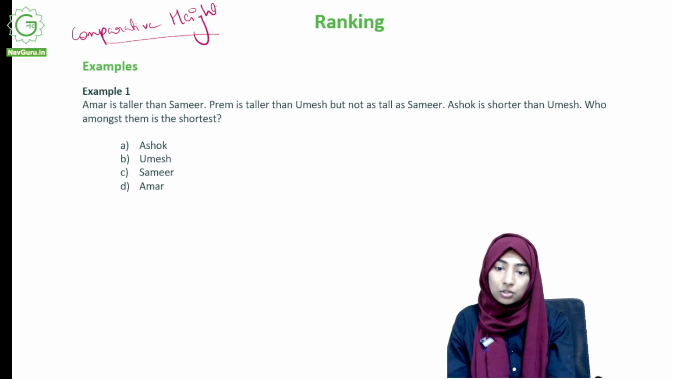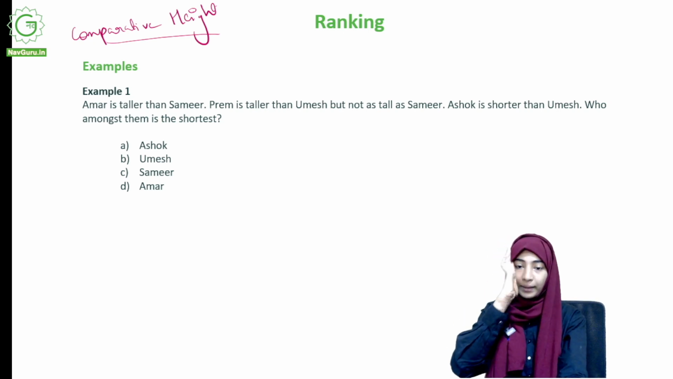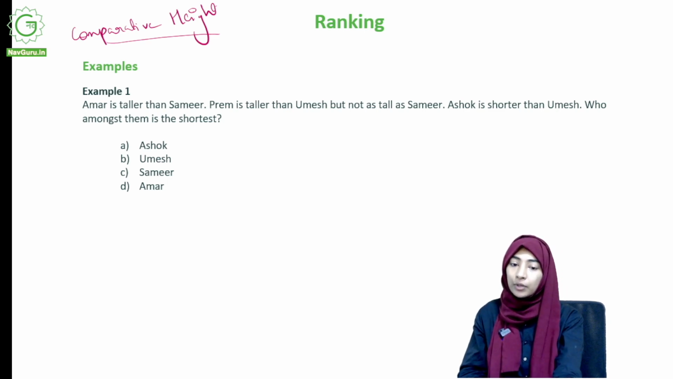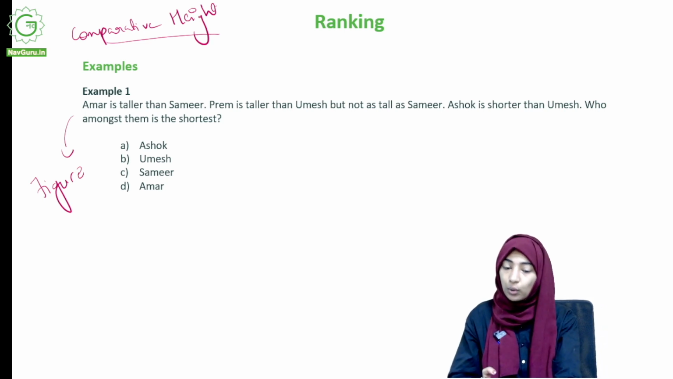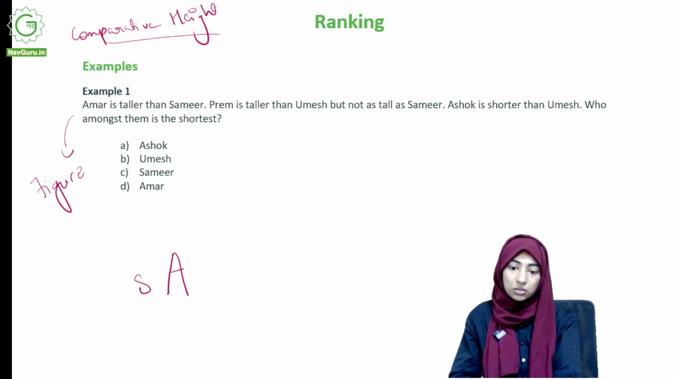Anyway, Amar is taller than Samir. When I taught the topic, I told you how to solve these kinds of questions. I'll just repeat it. Basically, whatever is given in a sentence, you write it down as a figure. You draw it as a figure. So Amar is taller than Samir, right? I just draw a longer A and a smaller S. So this means that Amar is taller than Samir.